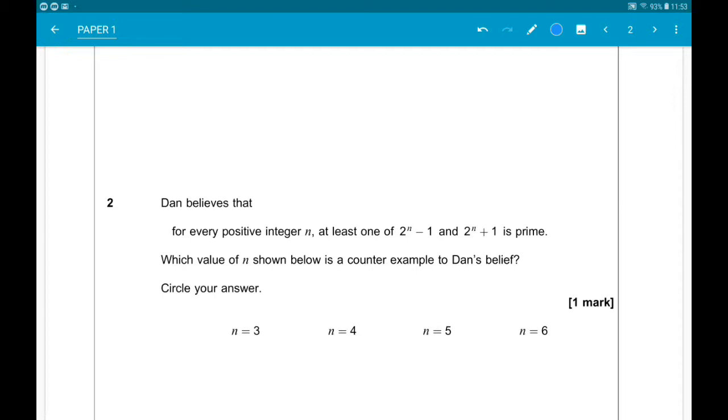2 to the power 5 is 32, minus 1 is 31, that's prime, that works. 2 to the power 6 is 64, minus 1 is 63, not prime. 64 add 1, 65, also not prime. n is 6 is our guy.